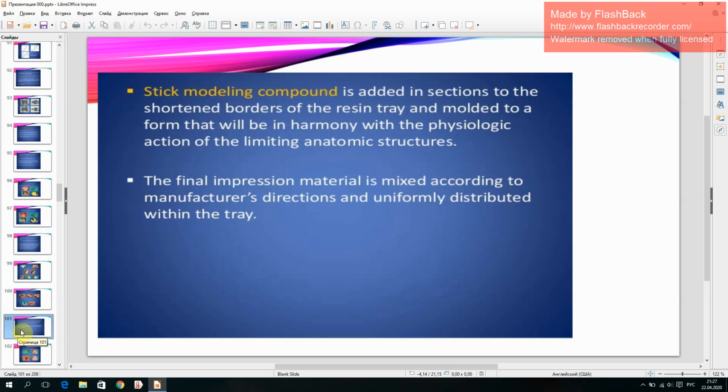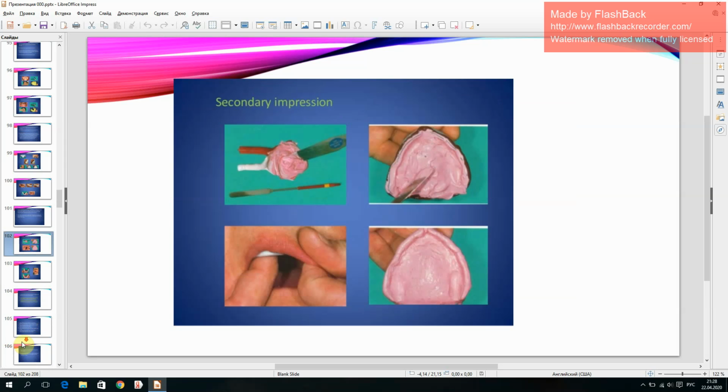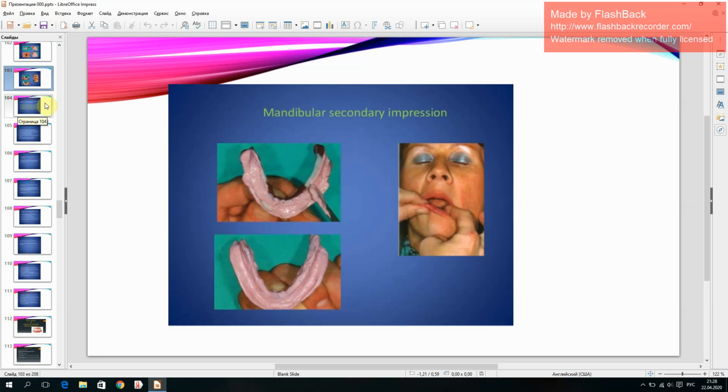Stick modeling compound is added in sections to the shortened borders of the resin tray and molded to a form that will be in harmony with the physiologic action of the limiting anatomic structures. The final impression material is mixed according to manufacturer's directions and uniformly distributed within the tray. Secondary impression. Mandibular secondary impression.